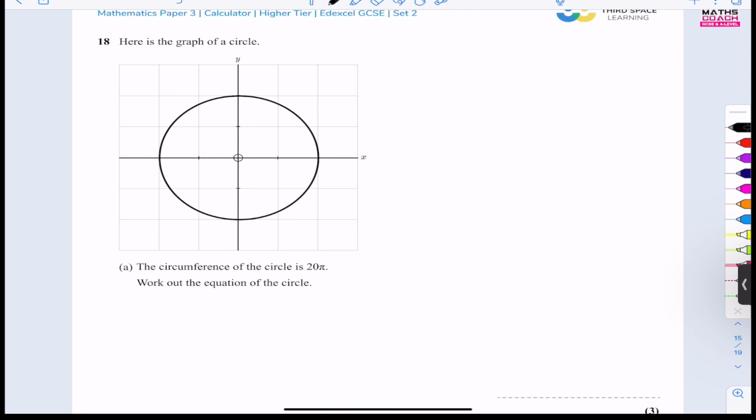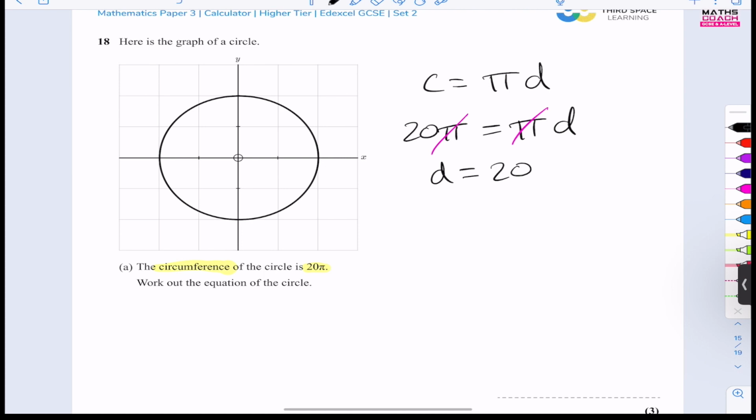Where do we start? Well, this is important. The circumference of the circle is 20 pi. So let's write down a formula for the circumference of a circle. We know that this is pi d, or 2 pi r. So if we know that the circumference is 20 pi, we can just replace C with 20 pi and then write the rest of it, okay? Now we can cancel out the pi's, and we are now told that d is equal to 20, all right? So the radius of our circle will be half of the diameter, so the radius is going to be 10, all right?